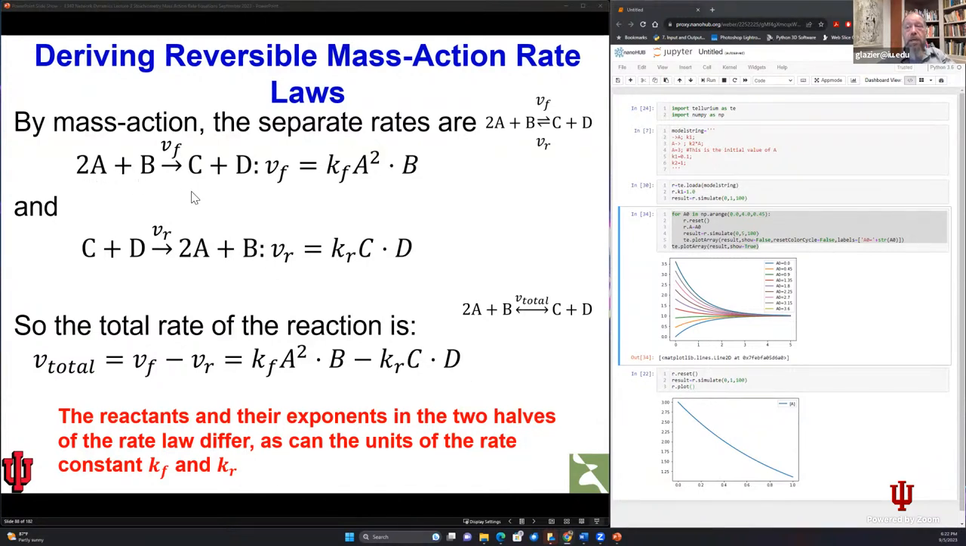So for example, 2A plus B goes to C, V forward will be K forward times A squared times B. Backward, C plus D, V reverse is K reverse times C times D. So the net rate of reaction would be KF A squared times B minus KR times C times D. I realize that I'm going through this pretty fast, but this is purely mechanical. If you see a number 2 times A, you know there's an exponent of 2 in the rate. If it's forward, you write the forward one and you subtract the backward. So you do them independently. So you do things one at a time.